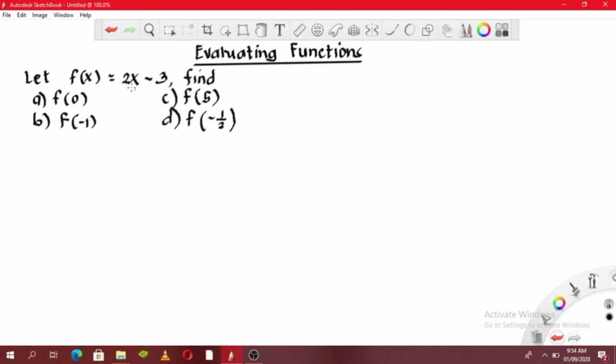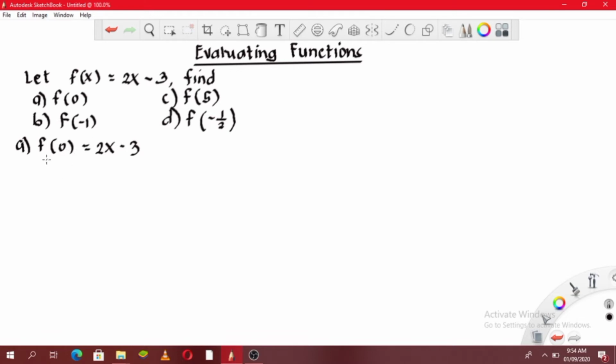Again, ito yung function natin. Let's start with letter A. So, let us evaluate the function if x is equal to 0. So, f of 0. Again, we will copy the given 2x minus 3. So, ito yung function natin. So, we have f of 0. Ibig sabihin, we will input 0 to x. Papalitan natin ang x ng 0.